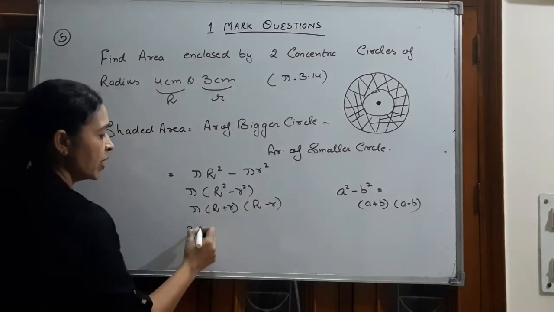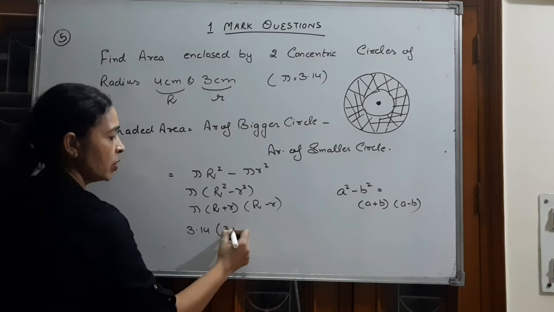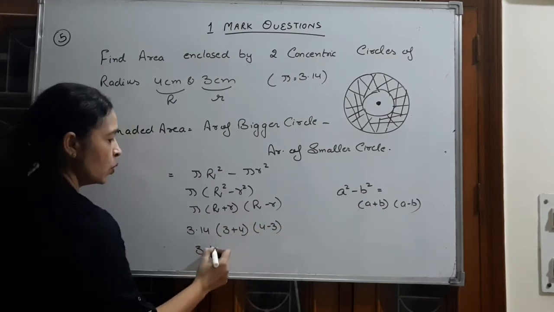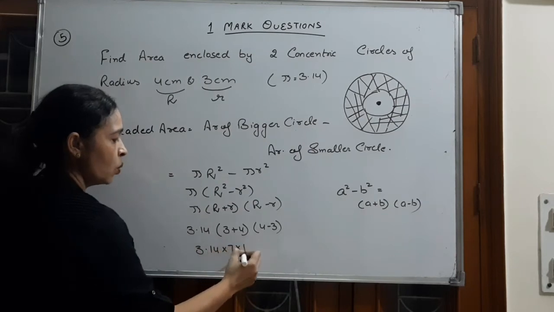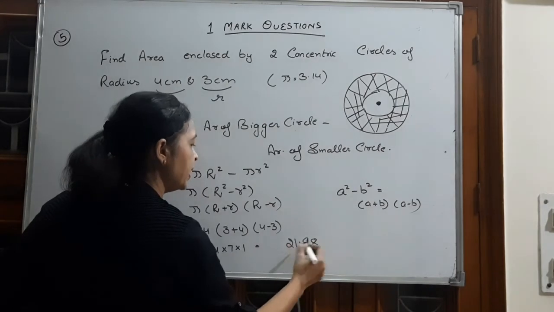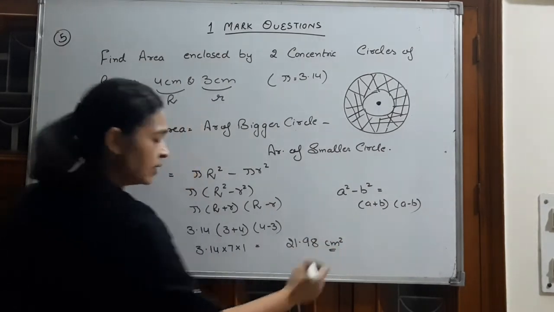Pi is 3.14 into 3 plus 4 and 4 minus 3. 3.14 into 7 into 1. What will we get? 21.98 centimeter square is our answer.